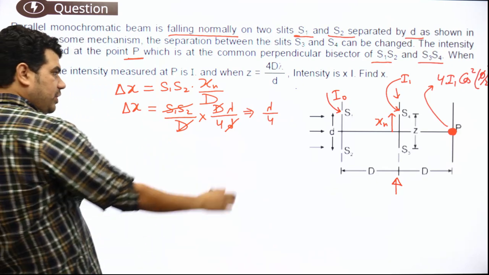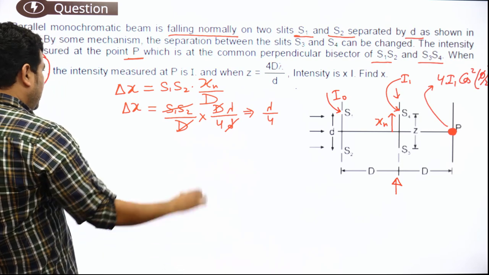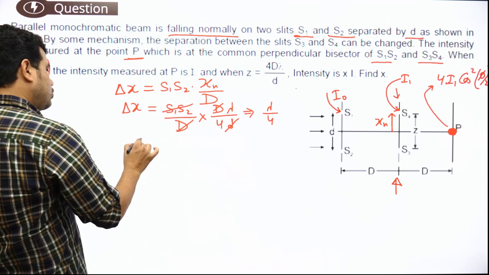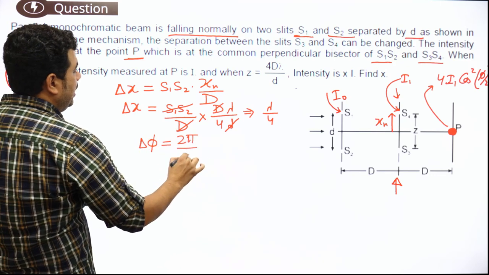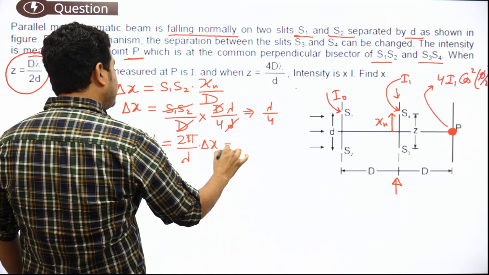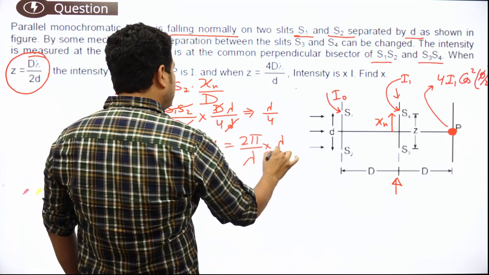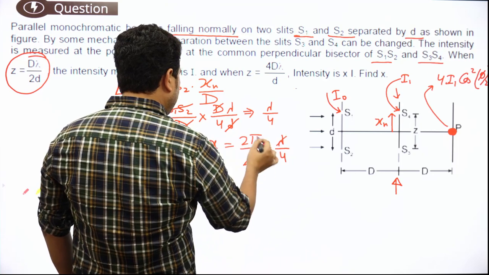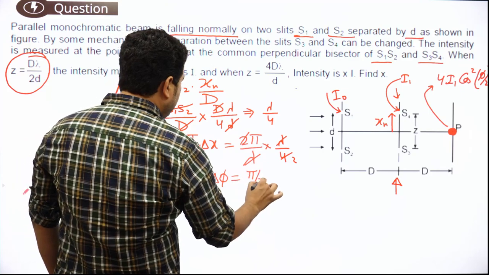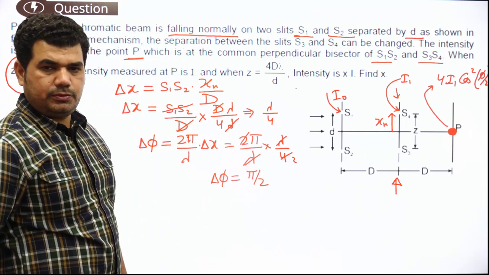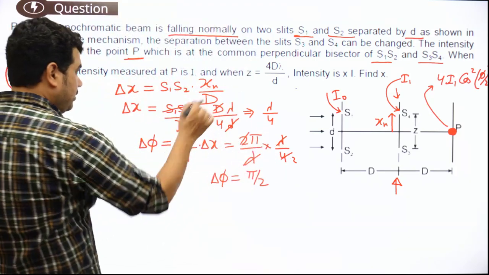Okay? If it is lambda by 4, my dear students, then delta phi, the phase difference, is 2 pi by lambda into delta x. You can say 2 pi by lambda into delta x, which is lambda by 4. Lambda will be cancelled out, 2 by 4, so delta phi is equal to pi by 2. Isn't it? Very good. Now, how do we find intensity I1?